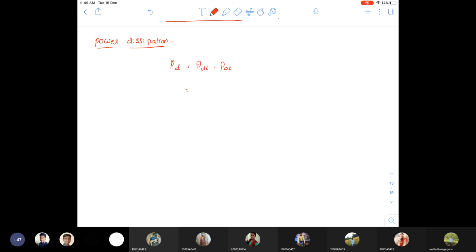So PDC formula ఏంటి? 2 VCC IM by pi minus VM square by 2 RL dash. ఇదే కదా ఫార్ములా. PAC అంటే VM square by 2 RL dash and PDC అంటే VCC into IM by pi. So this I can write 2 VCC by pi. IM అంటే ఏంటి? Sorry, VM by RL dash minus VM square by 2 RL dash.